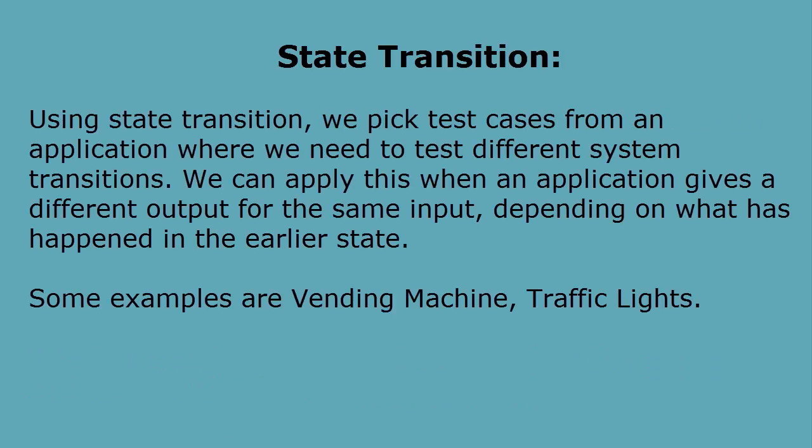State transition. Using state transition, we pick test cases from an application where we need to test different system transitions. We can apply this when an application gives a different output from the same input, depending on what has happened in the earlier state. Some examples are vending machine, traffic lights. Vending machine dispenses products when the proper combination of coins is deposited. Traffic lights will change sequence when cars are moving or waiting.